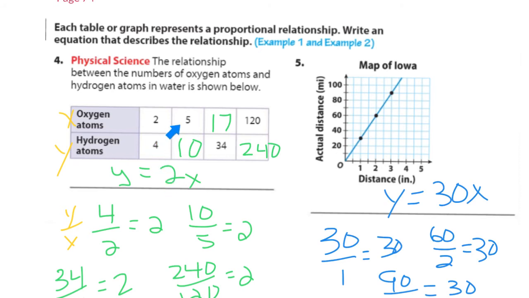So when I choose a number for x, like the 5, I plug a 5 in for x. 2 times 5 is 10, that's my y.